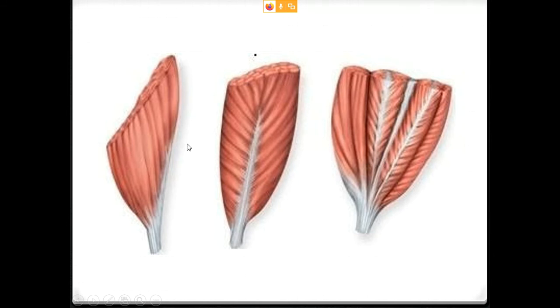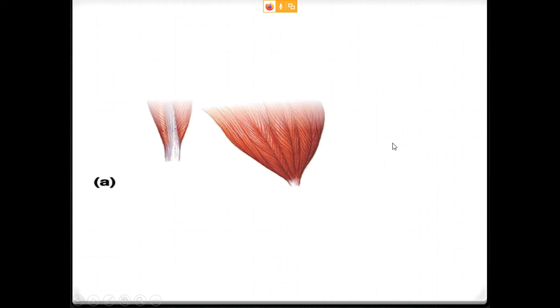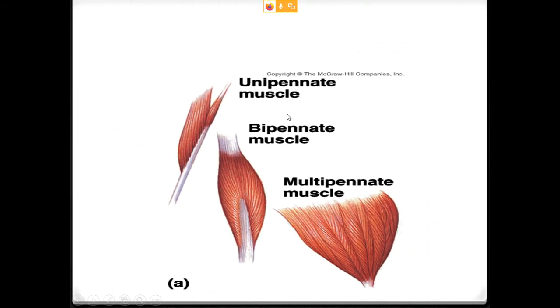So coming to unipennate, bipennate, and multipennate. The muscles arise from one or two particular body parts, and they insert into another bone. If it is arising from one particular part, that is called a unipennate muscle, and if it is arising from two different parts, such muscles are called bipennate muscles. If the muscle is arising from three or more different areas, such muscles are called multipennate muscles. That is about unipennate, bipennate, and multipennate. Let me show you this. Arising from one particular part, that is unipennate; from two different areas, that is bipennate; and from three or more different areas of the bone, that is called a multipennate muscle.